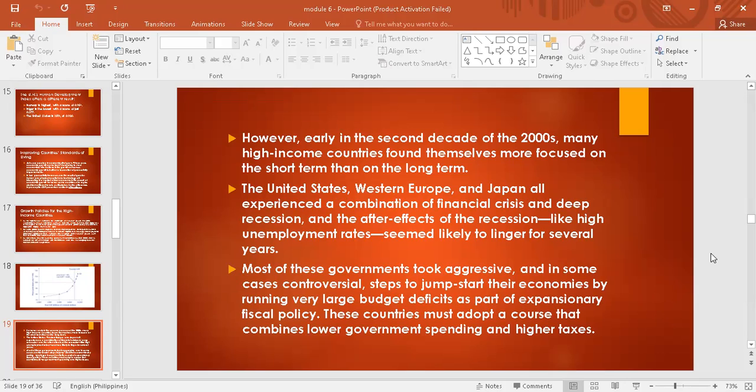And madaming number, ang effect nun, nagsarado ang mga kumpanya, nagtanggal ng mga tao, nag-lay off, nagbawas ng mga opportunity. So, naging result nun, mas kokonti yung merong kinikita. And that leads to recession. Most of the government took aggressive and in some cases controversial steps to jumpstart their economies by running very large budget deficits as part of expansionary fiscal policy. Ito po tayong tinatawag nating expansionary fiscal policy kasi meron tayong dalawang klase ng fiscal policy.